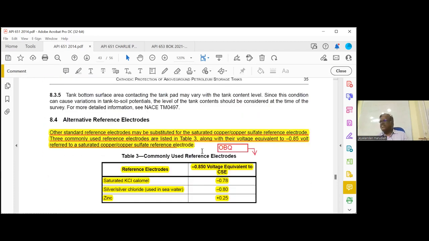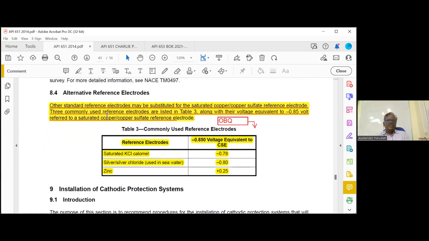Actually, this is an electrical subject. But it is covered because cathodic protection is important. That's why it is included in the 653. So other reference electrodes may be substituted for the saturated copper sulfate electrodes.